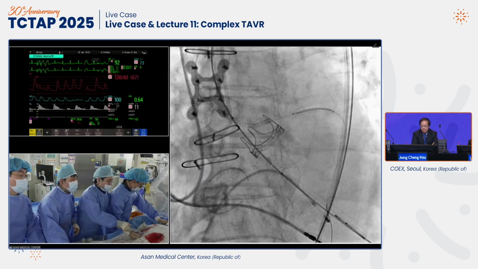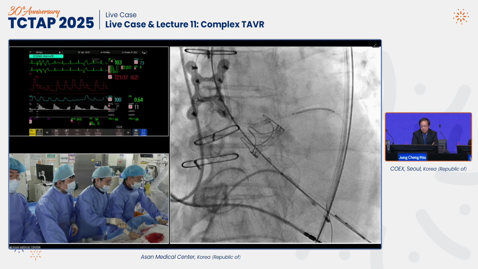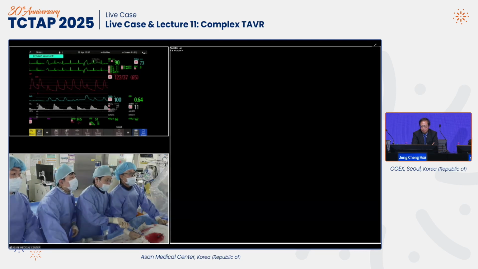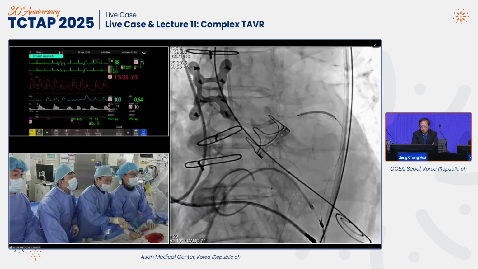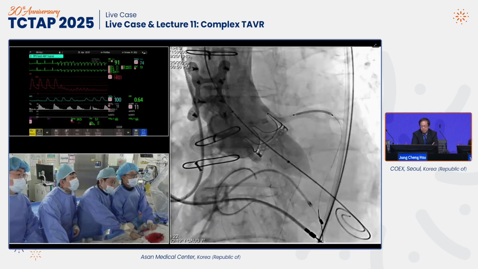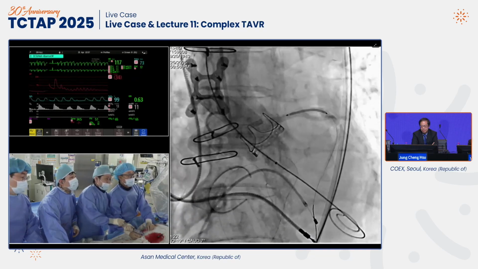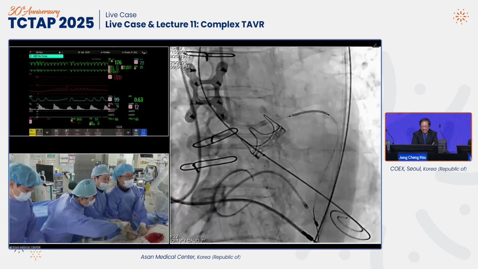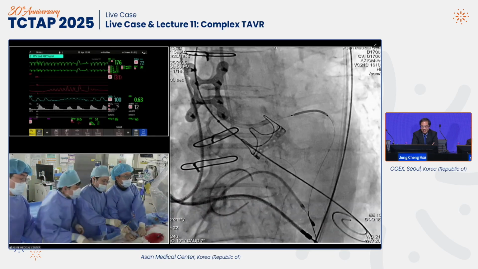Balloon, wait, very slowly. Dilation. Let's look here. Pacing on. Okay, inflate. Push, push, push. And the contrast. Okay, deflate. What is the size of the balloon? No, this is an 18 Gmet balloon.